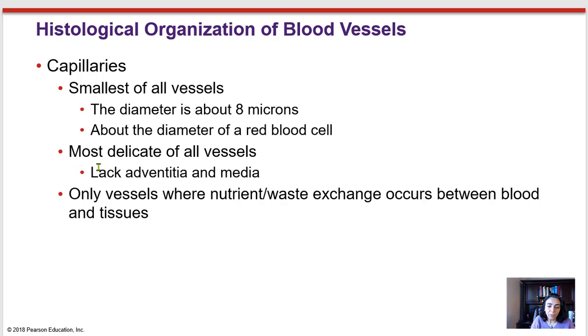These are the most delicate of all the vessels, and they do not have media or adventitia. Therefore, they have only the intima, one thin layer, and that works completely for the purpose they have. The material should pass through them, so they need the thinnest possible wall, which has only one layer of the intima. And these are the only vessels of the body where nutrient and waste exchange happens between the blood and tissues.